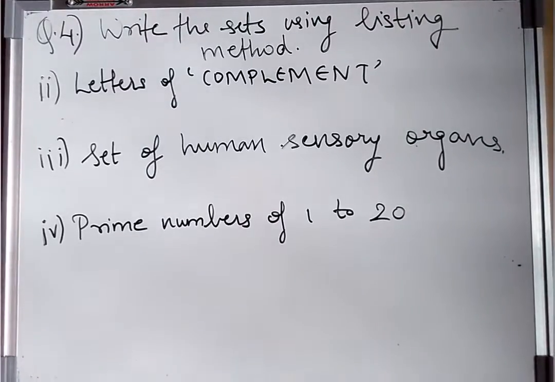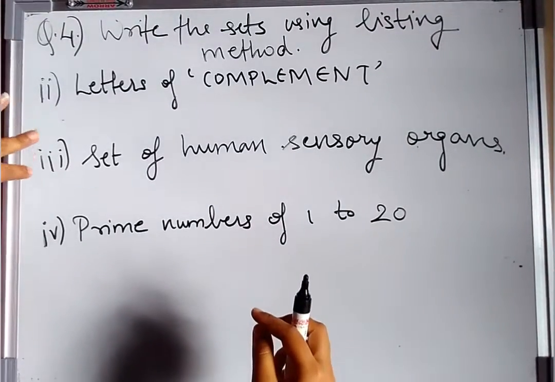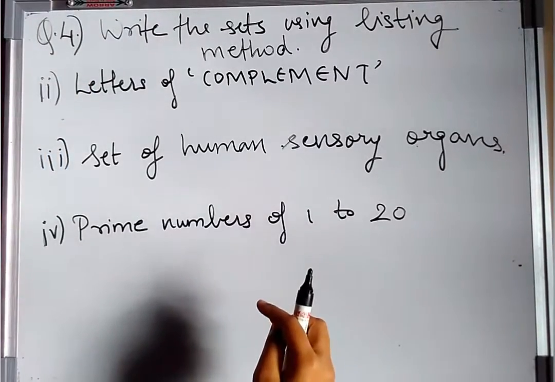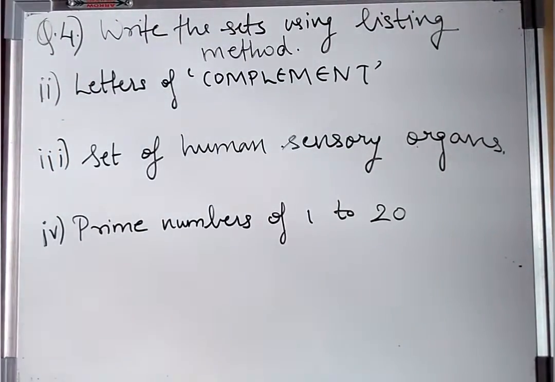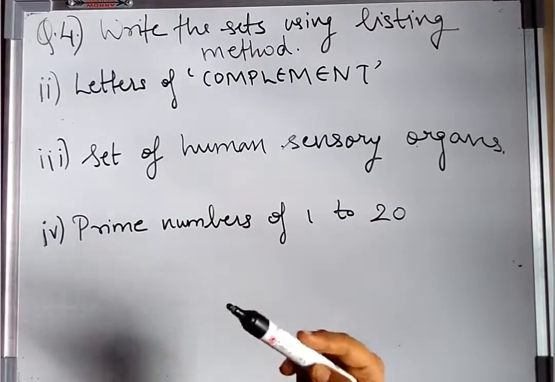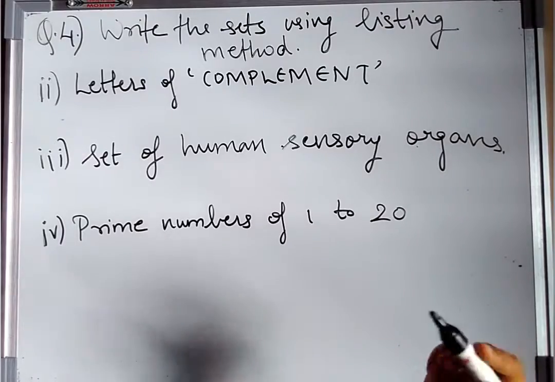Now we will discuss the fourth question. Now I have chosen only 3 sums from these questions because the same type of question we had done in question number 1, in which we wrote the roster form. So here I have done only 3 examples, rest you have to do on your own. Please ask any of your doubts in the comment section.